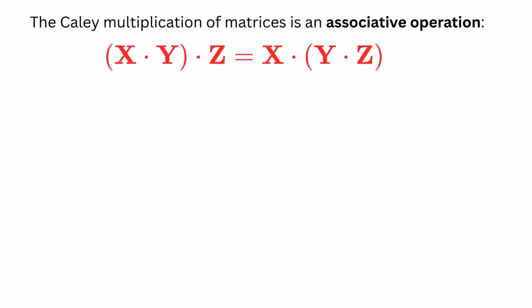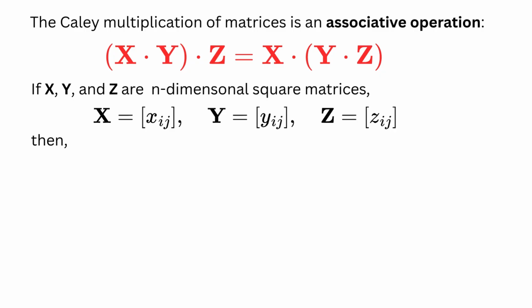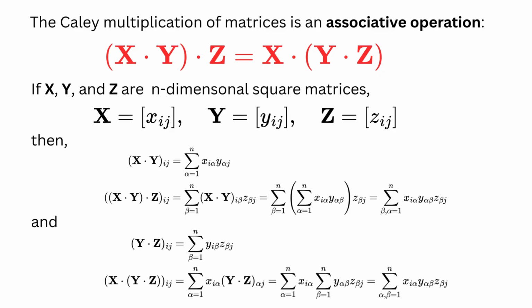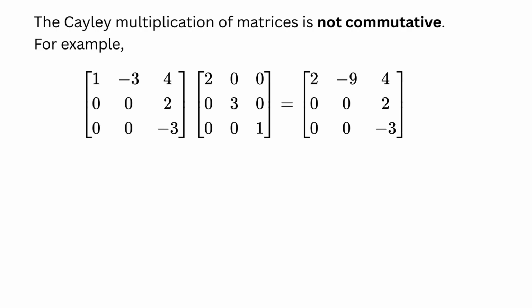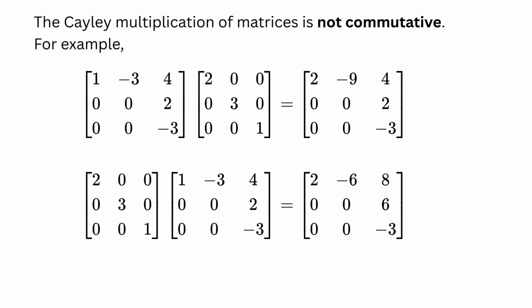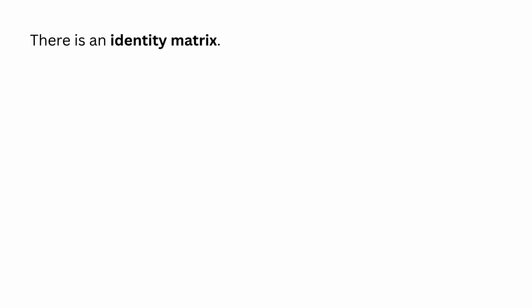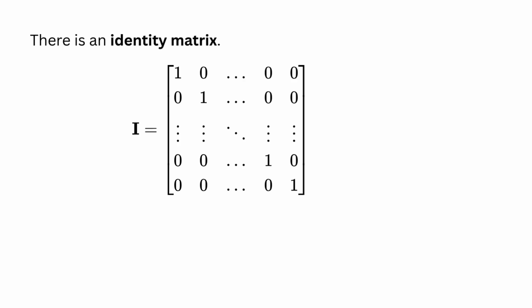The Cayley multiplication is an associative operation. This can be verified easily by computing the elements of the final matrix in the two possible calculations. The Cayley multiplication is not a commutative operation. This can be verified by multiplying two simple 3 by 3 matrices. There is an identity matrix. This is the square matrix that has units for all diagonal elements and 0 for the rest elements.